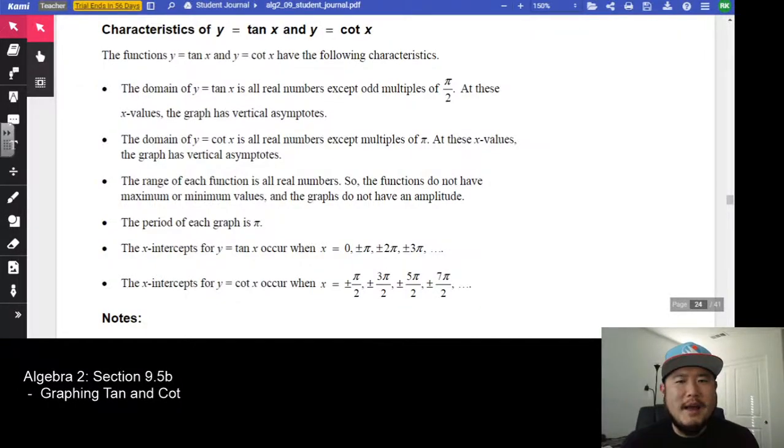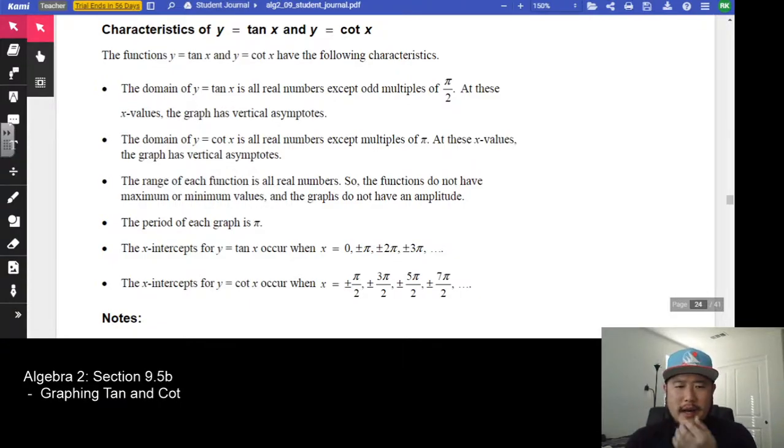We're going to continue with 9.5 and take a look at how we're going to graph tangent and cotangent functions. They're a lot different than sine, cosine, secant, cosecant because they're not waves. You don't graph any U-shapes. They're unique in their own way, and that's why they get their own little special section right here.